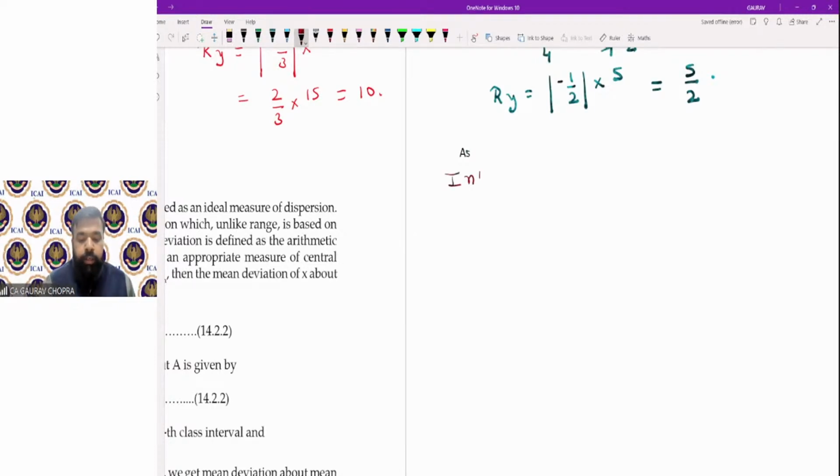Now, interquartile range. अब ये क्या होता है? Now, word quartile भी included है, range is also included. That means you have to mix both of them.